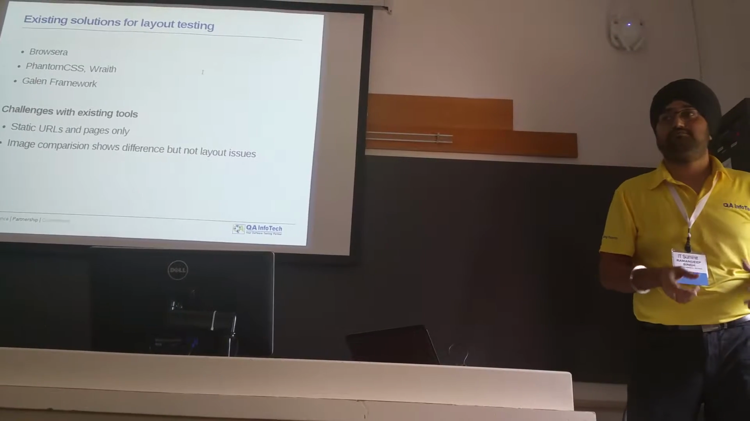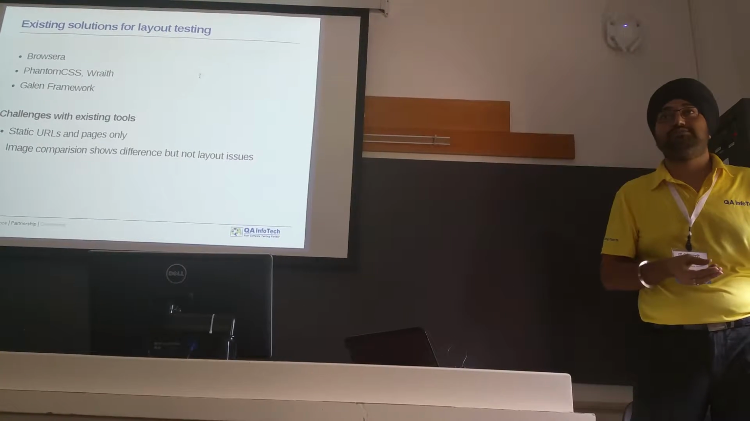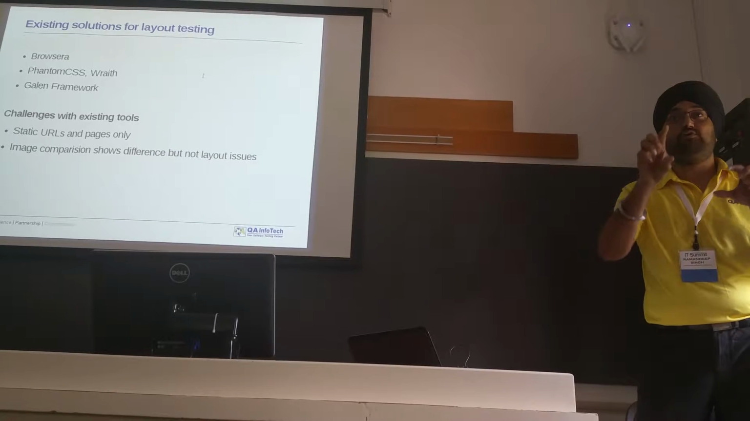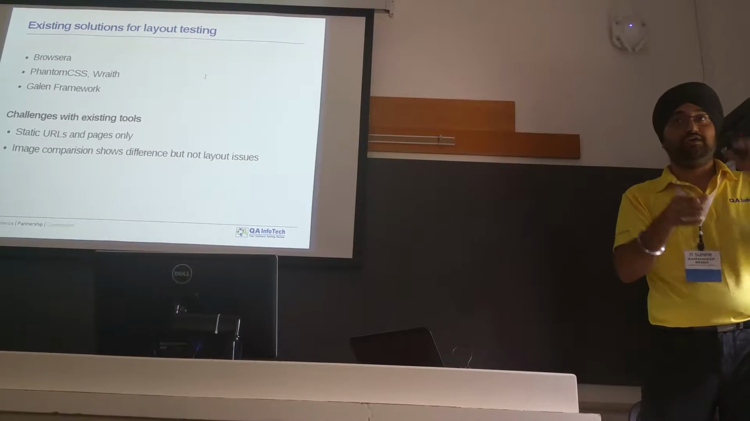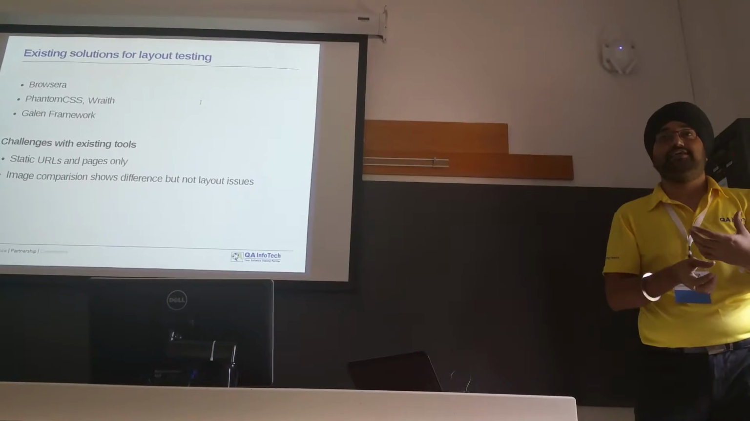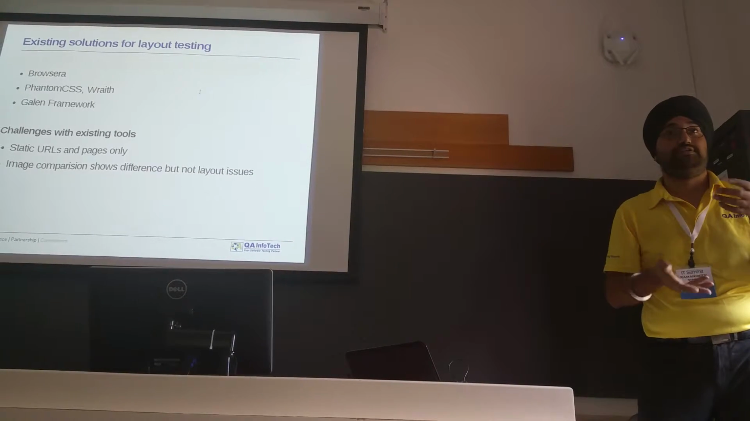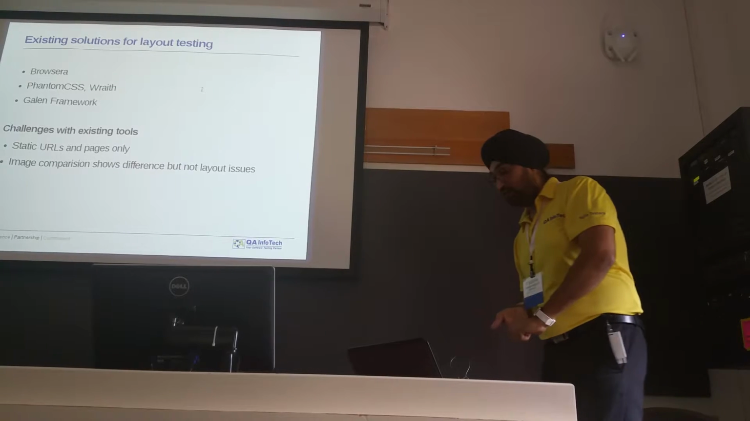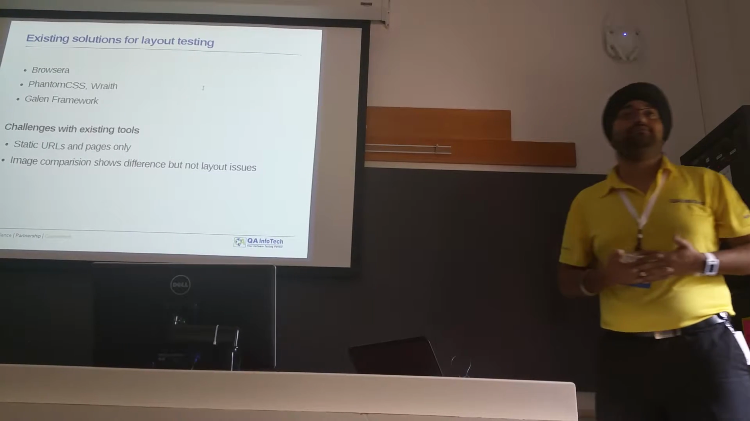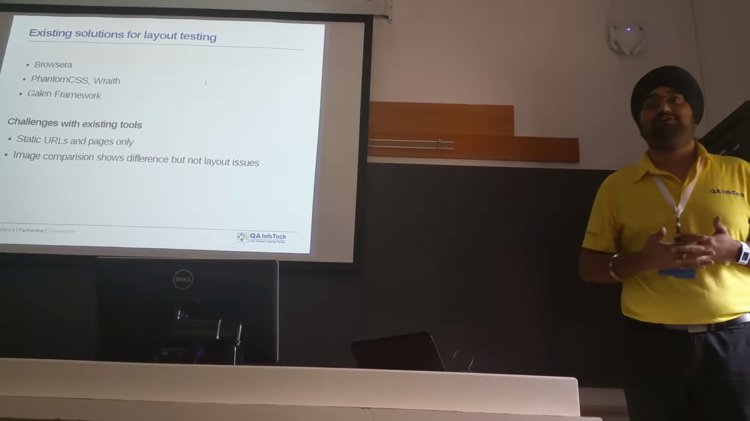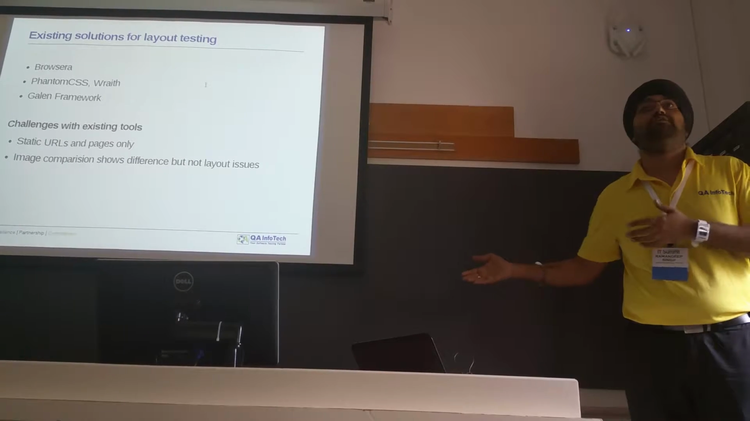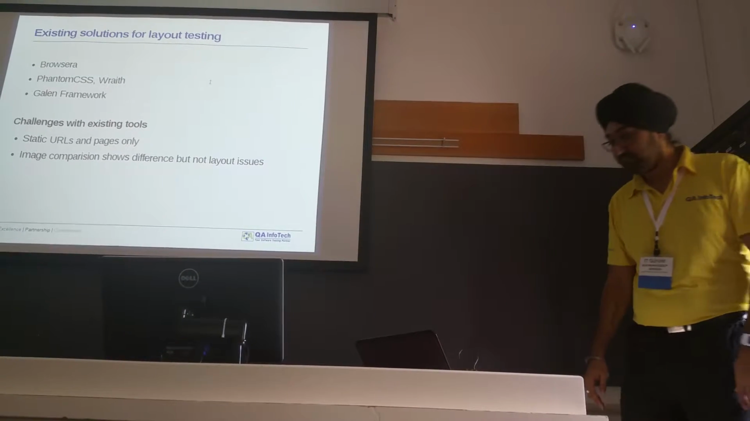Form factors of mobile: smaller mobiles, bigger mobiles which have more resolution, less resolution, two different orientations within the same mobile. In the landscape view, you have more length versus width. In the portrait view, you have more width versus length. Right? So how do you make sure that your automated scripts, your test automation solution framework also caters for layout issues in your automated tests?